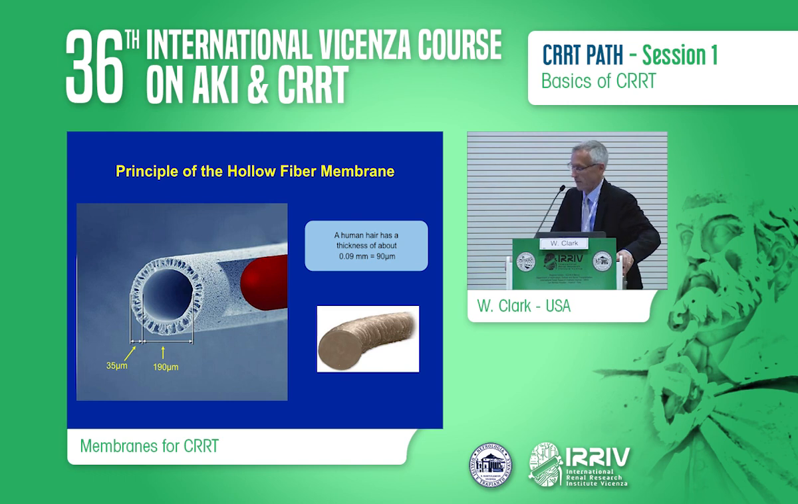To cut to the chase, this is the fundamental element of a filter that's used for CRRT, and that's the hollow fiber membrane. Somewhere between 7,500 and 15,000 of these hollow fibers, depending on the filter surface area, are gathered together in a so-called bundle, put inside a plastic casing, and you have a filter.